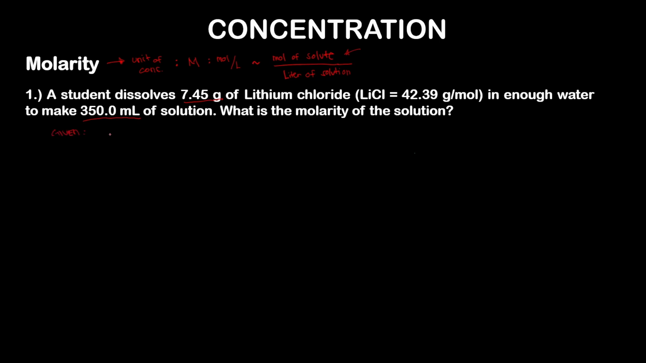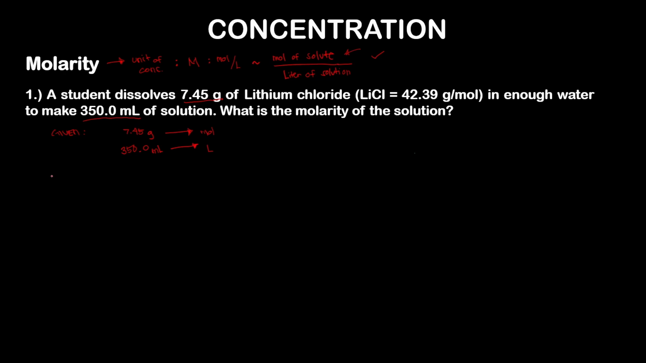we have the solute, right? We have 7.45 grams, and we want it to be in moles. And then we have the ml of the solution, which is 350.0 ml, and we want it to be in liters. So this is simply conversion. We were given the molar mass. Sometimes this is not given, so you must use your periodic table. But in this case, we were given the molar mass.